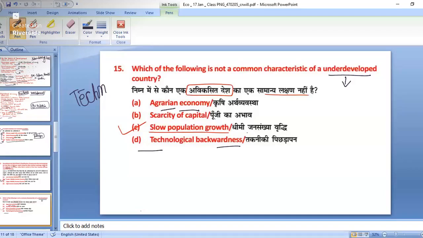Then slow population growth. Actually, slow population growth is not a part of deciding countries on the basis of developed nations. We are not seeing slow population growth as a criterion in developing, developed, or underdeveloped countries. So slow population growth is not a common characteristic of underdeveloped countries.